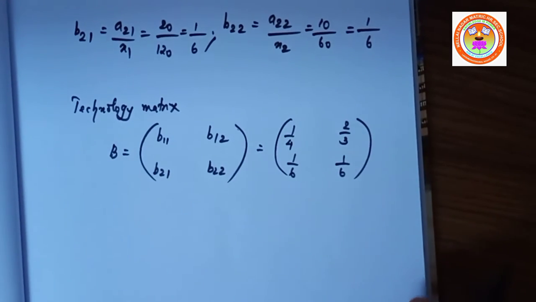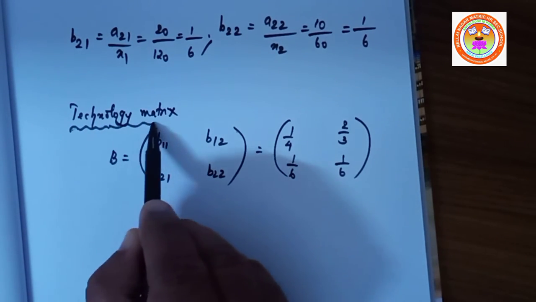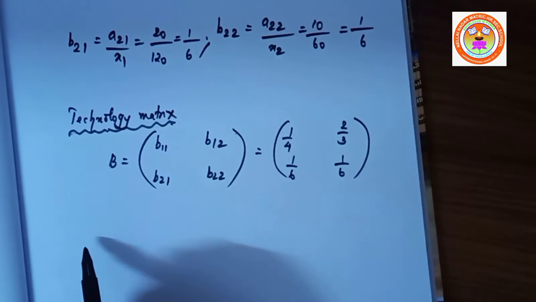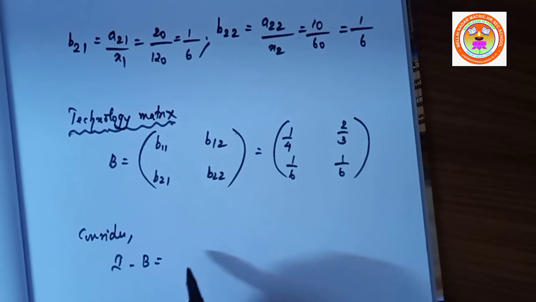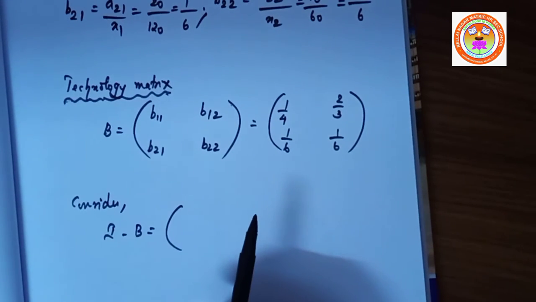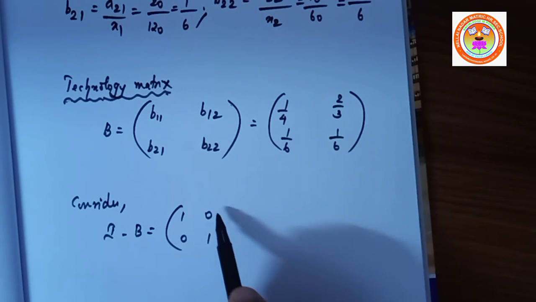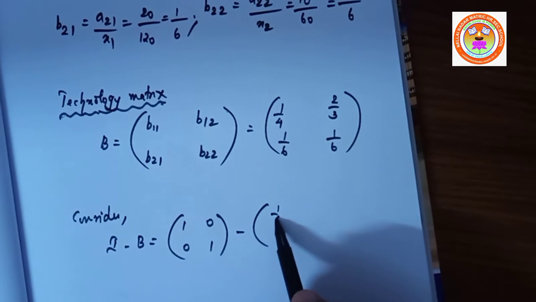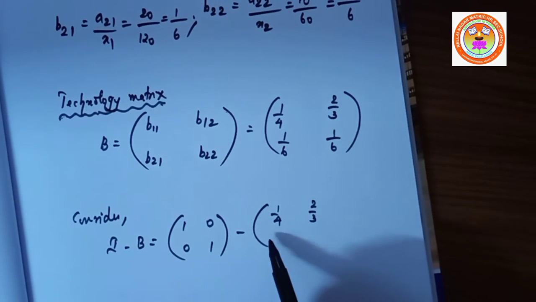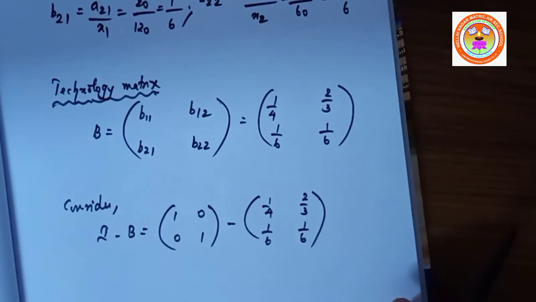Then you have to find out I minus B. This is the technology matrix. Okay. Then consider I minus B. The I matrix is an identity matrix. For a 2 by 2 matrix, you have to write 1 0 0 1 minus the B matrix, which here is 1 by 4, 2 by 3, 1 by 6, again 1 by 6. Then you have to subtract.